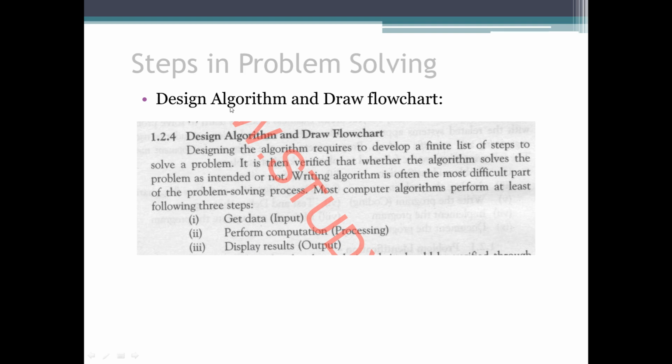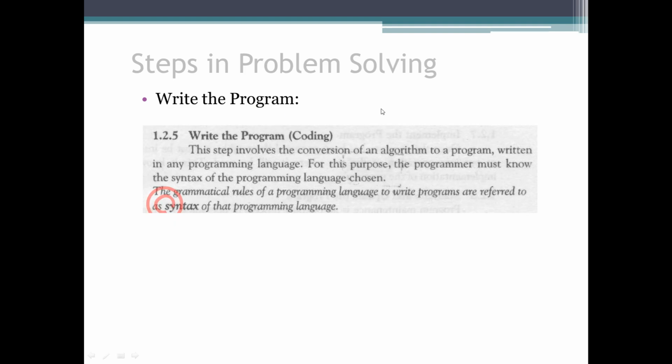So the design part covers algorithms and flowchart. Algorithm is a stepwise writing activity, and flowchart is doing the same with the help of a diagram. After doing the algorithm and the flowchart, the next step is to write the program. And writing the program is actually sitting at the computer and starting to write the code.